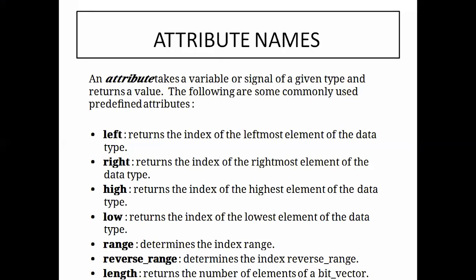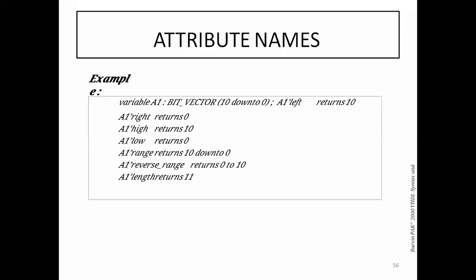And length returns the number of elements of a bit_vector. So for that particular array or operand, if you use the length attribute, you are able to get the number of elements used in the bit_vector. That means whether it is 8 bit, 16 bit, 3 bit, 4 bit or 32 bit, you can get that value.